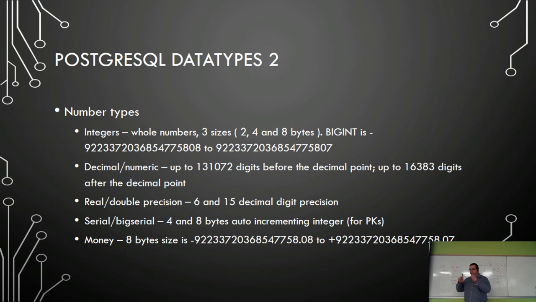So if you create a field called big serial, when it actually creates the table in the database, you're not going to see that field as big serial. It'll show up as big int or int 8, which is the same thing. And then you look at the default value, and you'll see the default value set to some weird command. It's because it creates what's called a sequence. And it assigns the next value of that primary key to the next value of the sequence.